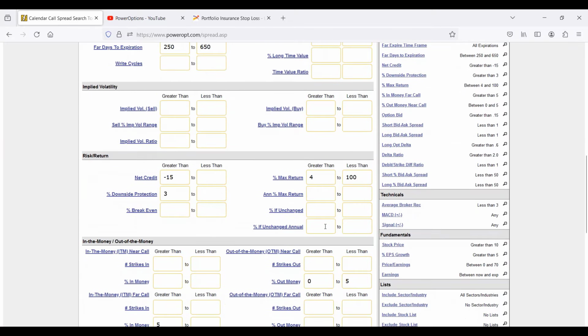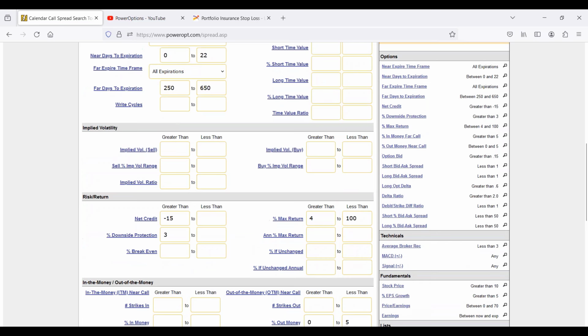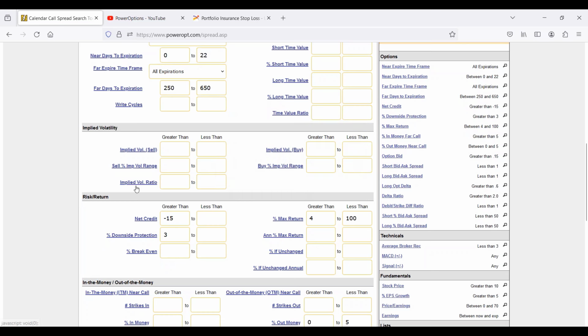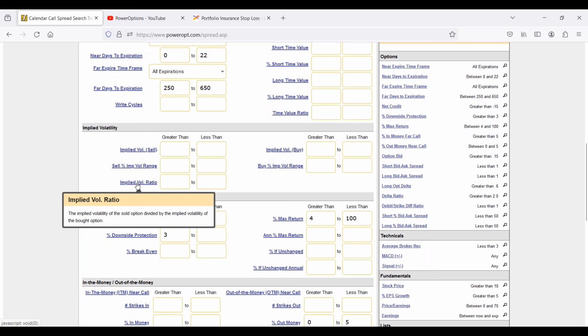There's a filter that we use. Important things that you might want to consider for the calendar call spread, a time spread. You've got the time value ratio, where it's the long option time value divided by the short option. All right, so you want a relative time value ratio. The implied volatility ratio. There's the implied volatility of the sold option divided by the bought option. I want to see a higher near-term implied volatility. I want to see an implied volatility ratio of greater than maybe 1.1 or 1.2, meaning the short option implied volatility is 10% or 20% higher than the long option.